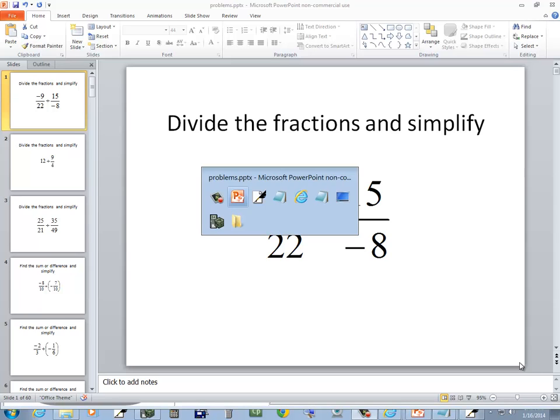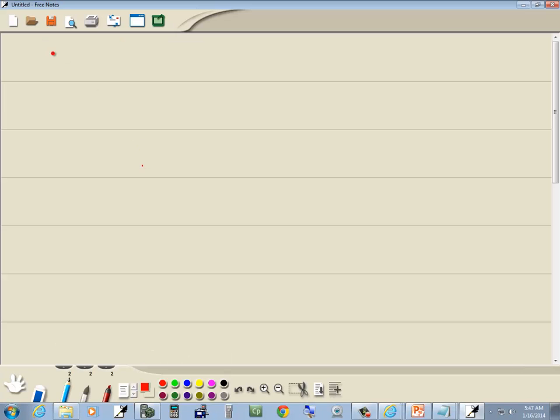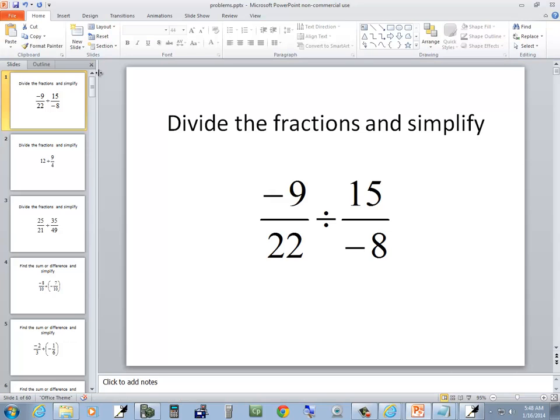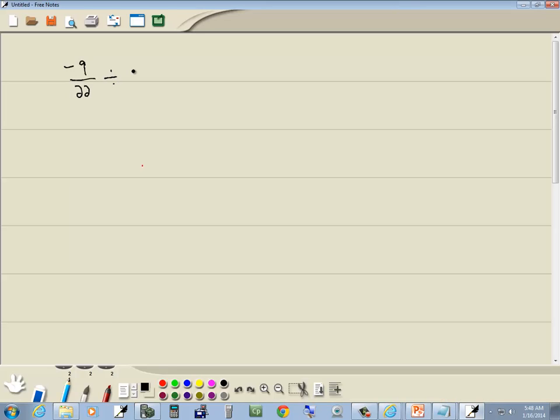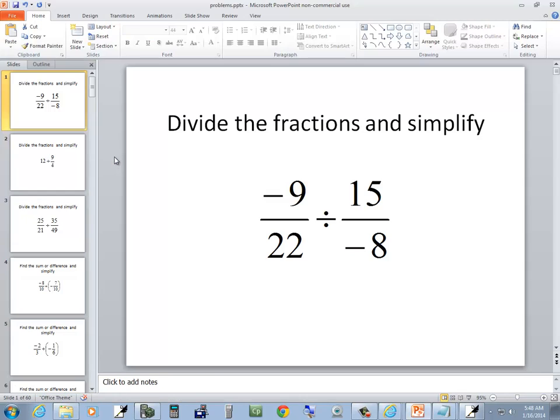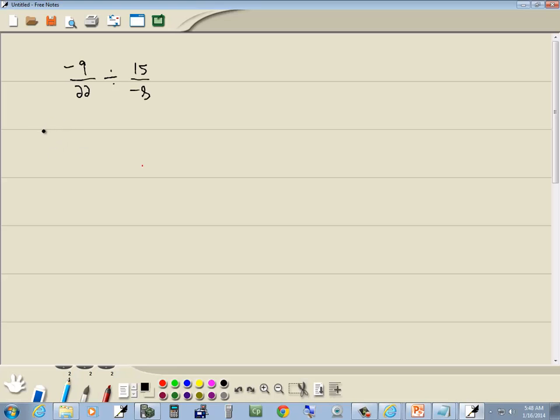Let's take a look at this problem. We got negative 9 over 22 divided by 15 over negative 8. Okay, first step. We never actually divide. We immediately rewrite as multiplication.